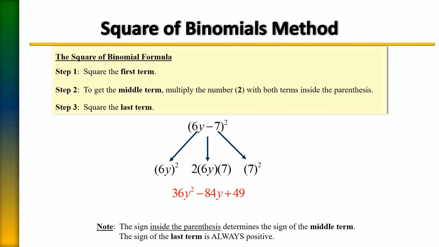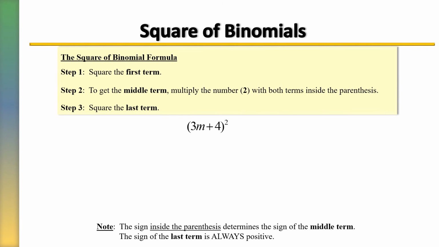Let's do one more. Okay, so by now, hopefully you're getting the hang of this square of binomial method. Let's do this last one. To get the first term, you're going to square the first term. So that's 3m times 3m. Once you square that, you already know that that's going to give you 9m squared. To get your middle term, you're going to multiply the number 2 along with 3m times 4.